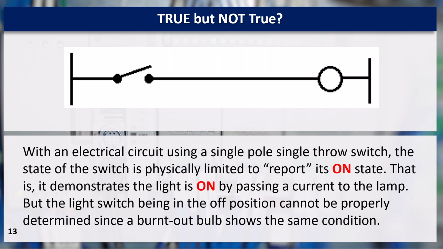With an electrical circuit using a single pole, single throw switch, the state of the switch is physically limited to report its on state. That is, it demonstrates the light is on by passing a current to the lamp. But the light switch being in the off position cannot be properly determined, since a burnt out bulb shows the same condition.